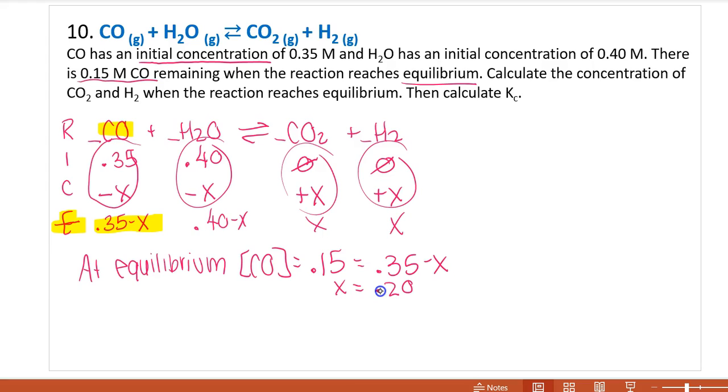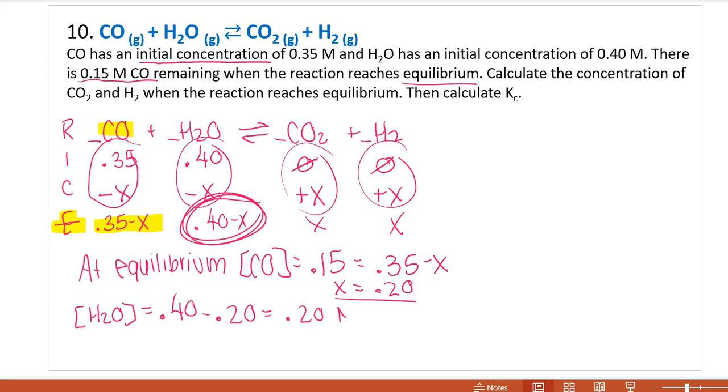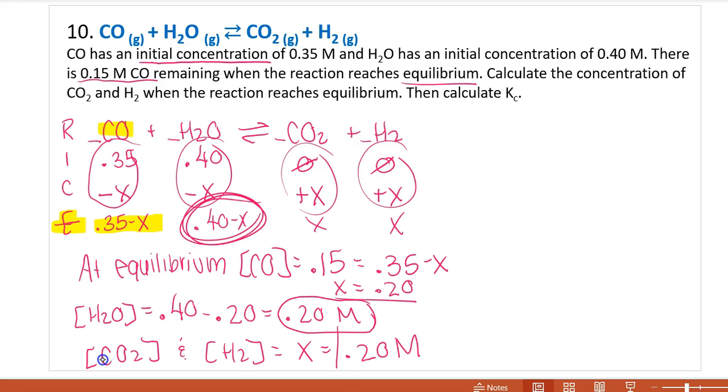All right, now I can solve for the remaining concentrations. H2O is going to be equal to 0.40 minus x, and x is going to be 0.20. So the concentration of water is 0.20 molar. And then lastly, both carbon dioxide and hydrogen are equal to x. X is 0.20, so both of their concentrations are 0.20 molar.